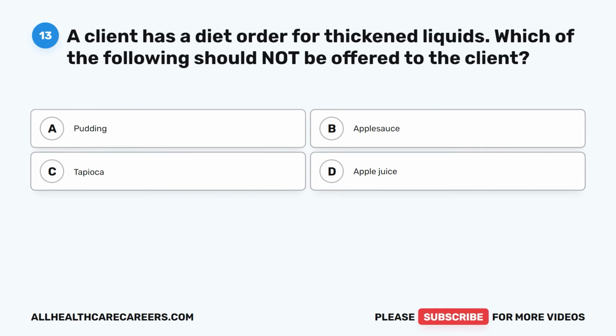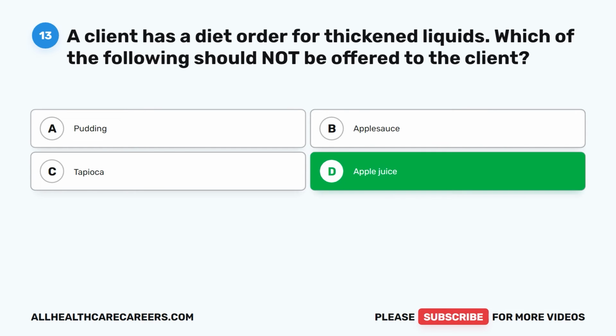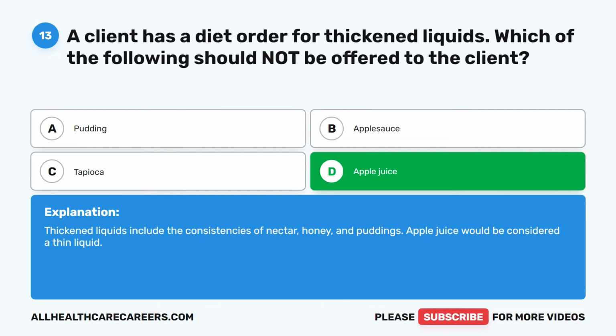Question 13. A client has a diet order for thickened liquids. Which of the following should not be offered to the client? A. Pudding. B. Applesauce. C. Tapioca. D. Apple juice. The correct answer is D. Apple juice. Thickened liquids include the consistencies of nectar, honey, and puddings. Apple juice would be considered a thin liquid.